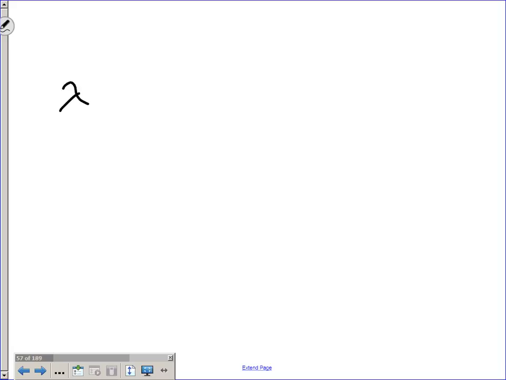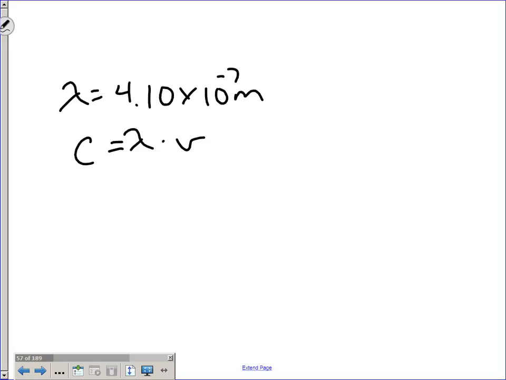So what did it say? Wavelength was 4.10 times 10 to the negative 7th meters. Okay, so I know that wavelength is only going to appear in one equation, and that was c is equal to wavelength times frequency. I want to solve for which variable here? Frequency, which is ν. c is a constant at 3.00 times 10 to the 8th, so we don't need to solve for that. It's a constant.